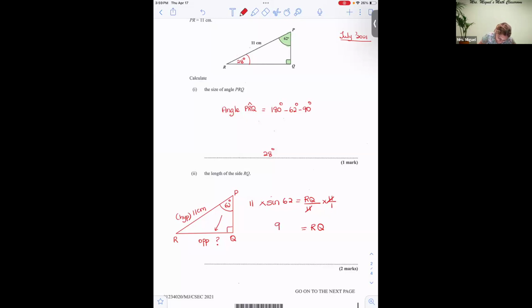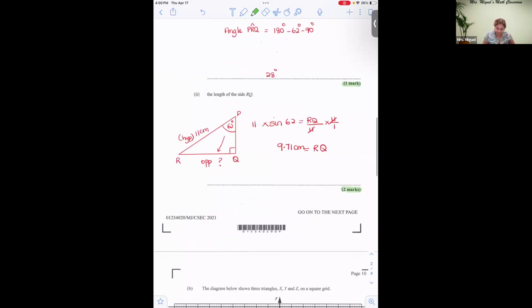You are supposed to get 9.71 centimeters for 2 marks. So even if we did question 3 and we get 3 marks, well, all fine and well, that will give us a better chance of scoring a better grade, right? We're trying to capture all the marks possible.